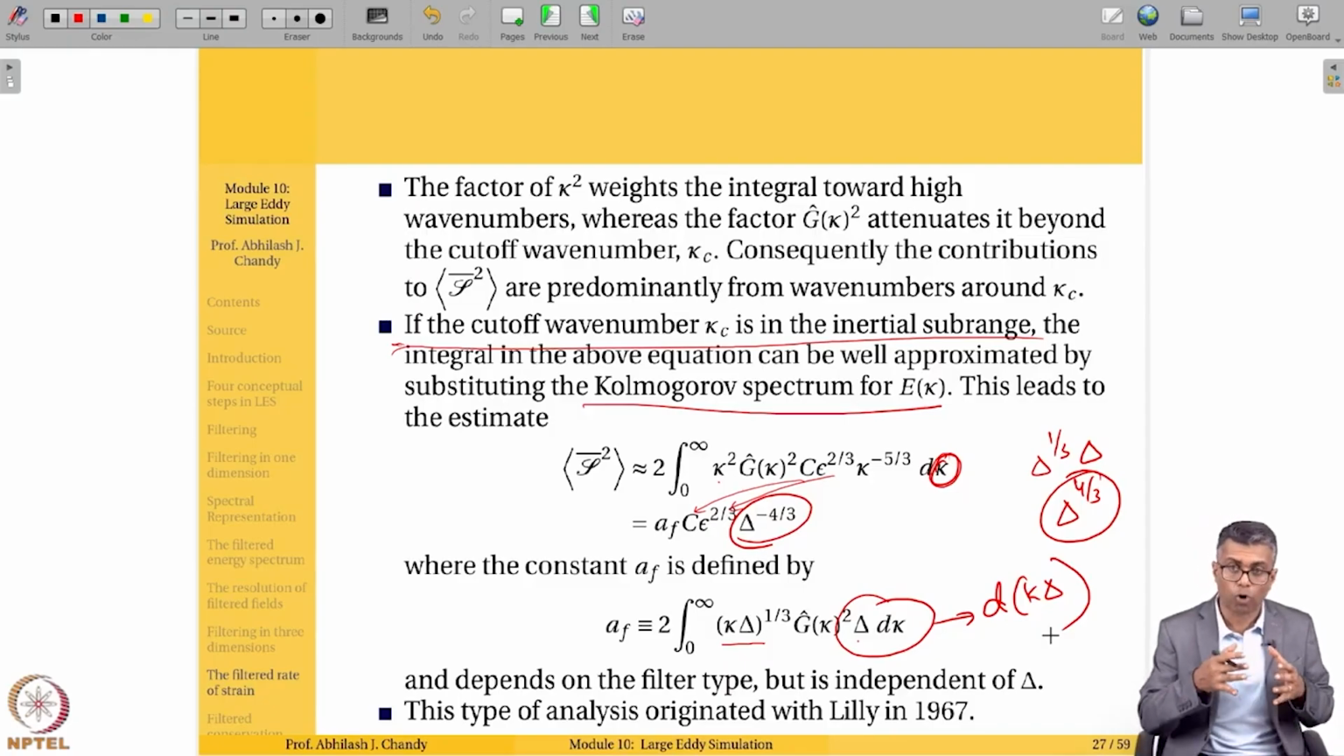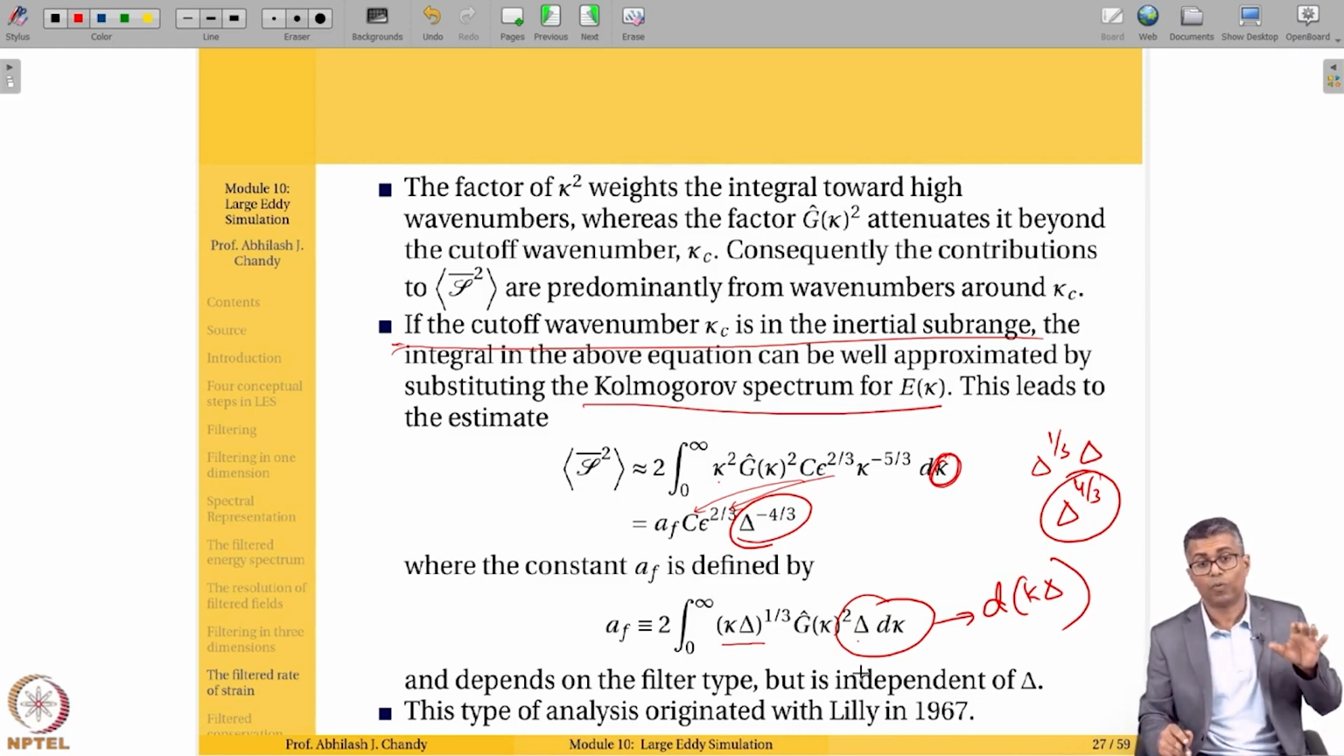So I've obtained an expression for the characteristic rate of strain squared, which is AF times C epsilon to the 2/3 delta to the minus 4/3, with AF defined like this. We will get to what we do with AF later when we derive the subgrid scale models, but for now, keep it as it is. This analysis was started by Lilly in 1967, and this was the beginning of the development of subgrid scale models. We will look at that development in the next class. Thank you.